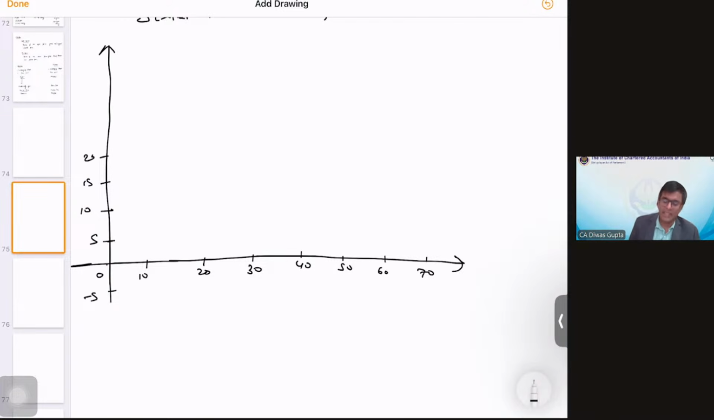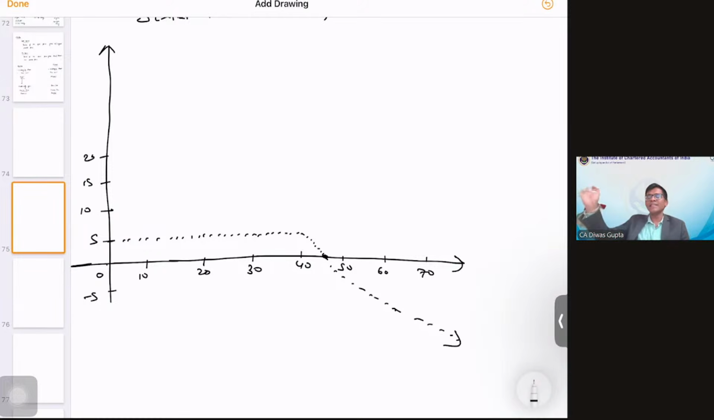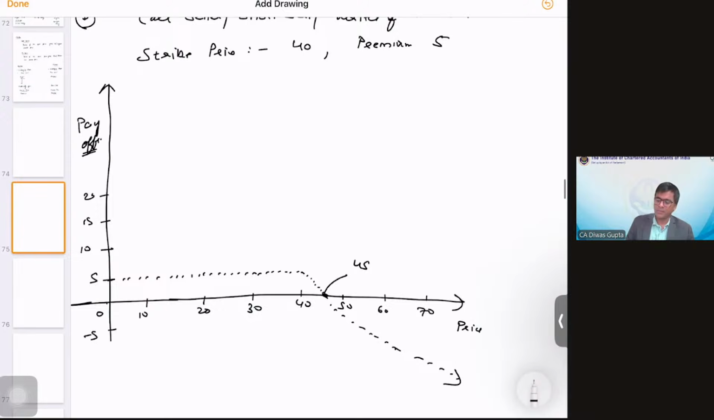So for the seller, there is a gain. The gain is limited, right? Till what level? Till 45 rupees the gain will be there. The moment we enter 45, there will be a loss. Correct? As the price increases, there will be a loss beyond 45 rupees, because we are talking from the perspective of the call option seller, right? So this becomes 45. This is the price here, and this is the payoffs here. Correct?